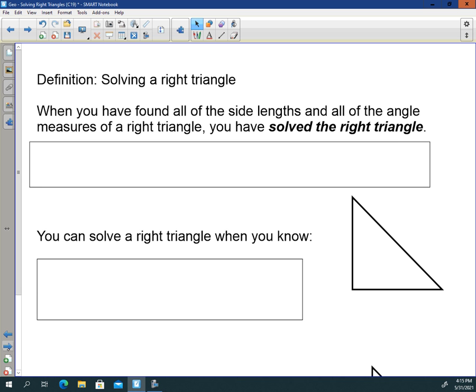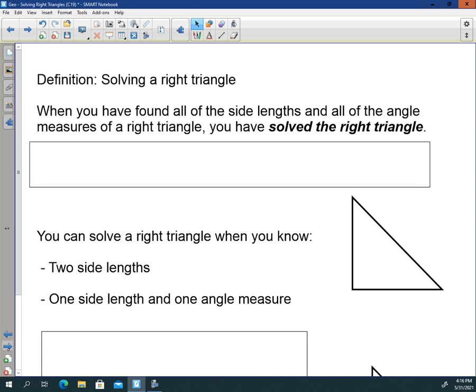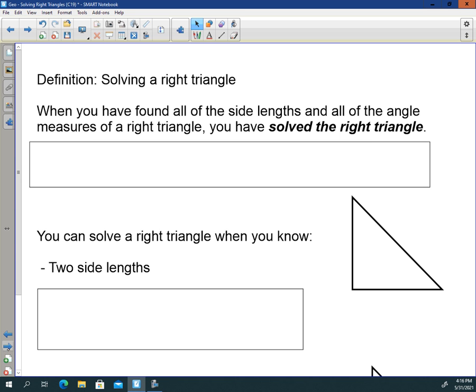So that's what we are going to be doing. We're going to be solving right triangles. In other words, we're going to be getting all the side lengths and all the angle measures, and that's what it means to solve a right triangle. There is some information you need to know when you are solving a right triangle. You can solve a right triangle if you have two side lengths. Let's just start there.